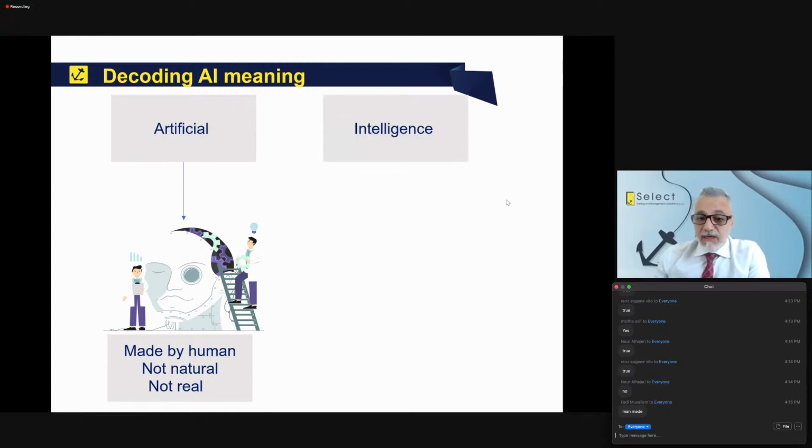Intelligence. What's the meaning of intelligence? There are different forms and different meanings of intelligence. There's no one specific meaning. But in general, what's the meaning of intelligence? If we take it in the form of an organization or something, intelligence.